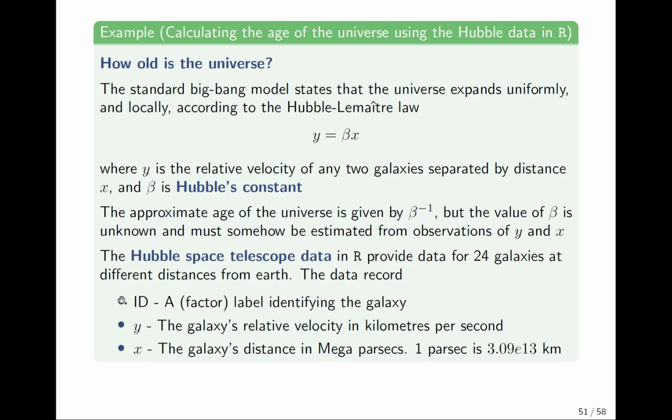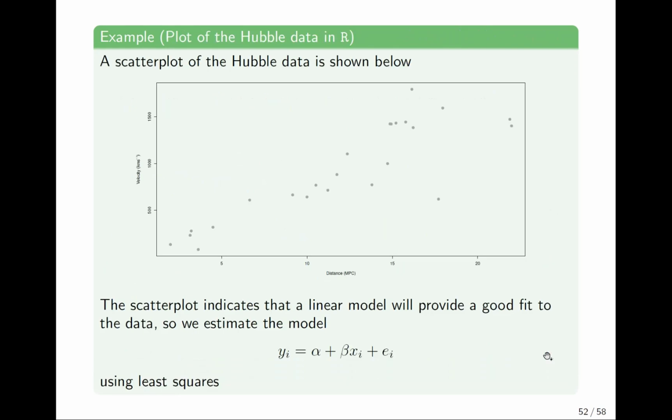And the data records three things: an ID, that's just a label identifying the galaxy; the variable y, the galaxy's relative velocity in kilometers per second; and the variable x, the galaxy's distance in megaparsecs, 1 megaparsec being equal to this many kilometers. And that's a scatter plot of the Hubble data.